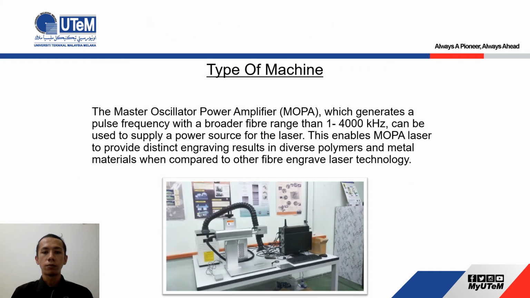Okay, next is the type of machine used during the experiment, which is the master oscillator power amplifier, also known as MOPA. The MOPA machine can generate a pulse frequency with a broader range than 1 till 4000 kHz. It can be used to supply a power source for the laser. This enables the MOPA laser to provide distinct engraving results in diverse polymers and metal materials when compared to other fiber engraved laser technology. Furthermore, laser MOPA can engrave several colors on stainless steel, titanium and aluminium, as well as produce a darker color effect and a better gloss than a fiber laser.